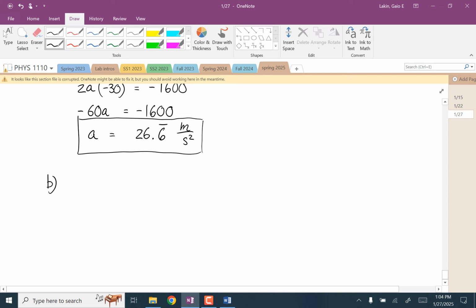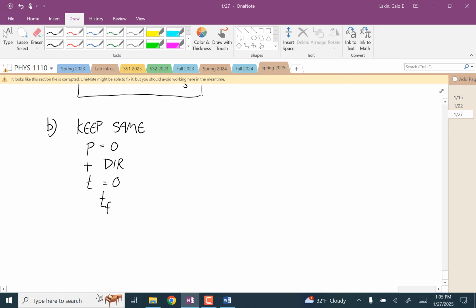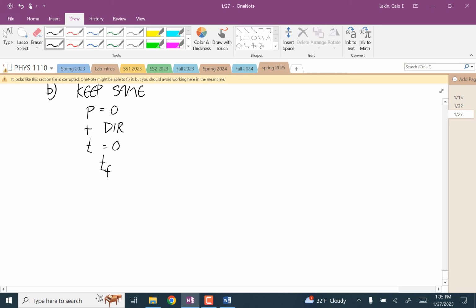So for part B, we're just going to keep the same position equals 0, positive direction, time equals 0 instant, and time final instant. And if you keep all those same 4 things, then everything you knew before, you still know. So I can go back up here and just list out all the things I knew before.